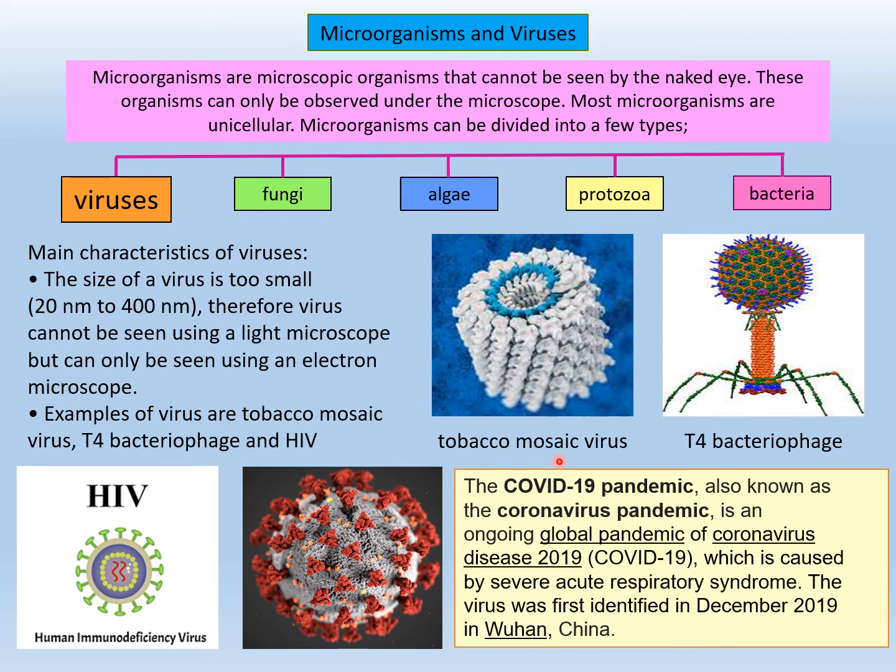This one infects a wide range of plants, especially tobacco leaf. This is T4 bacteriophage. This one literally means bacteria eater because it destroys its host cells. And this is HIV, and this is coronavirus, which causes severe acute respiratory syndrome. The virus was first identified in December 2019 in Wuhan, China.